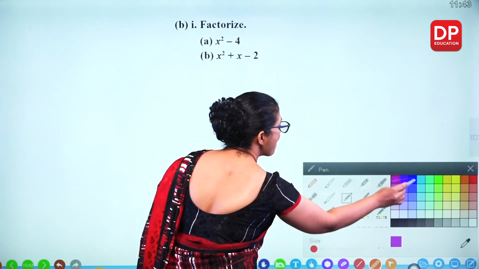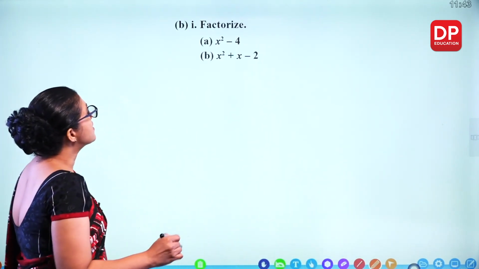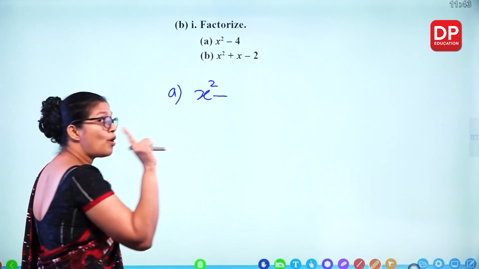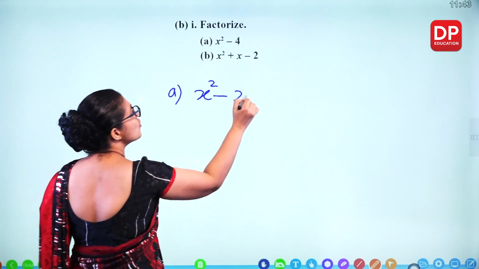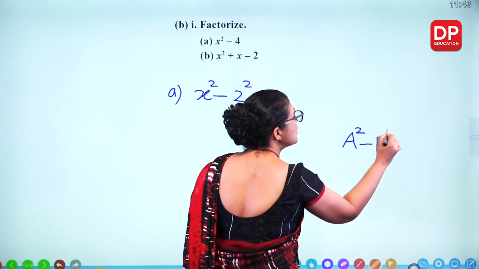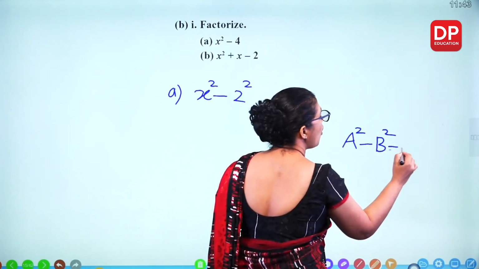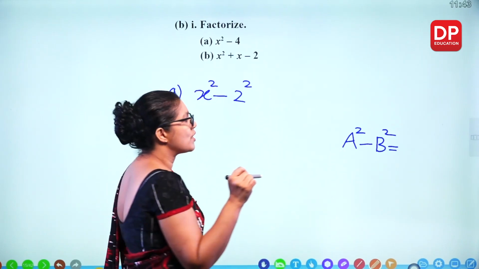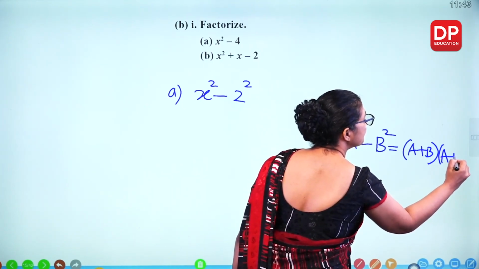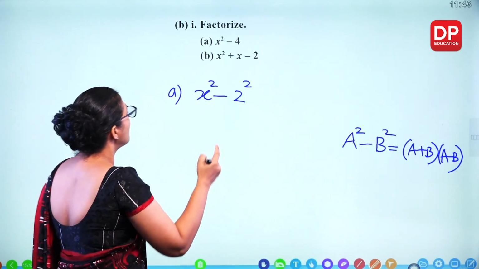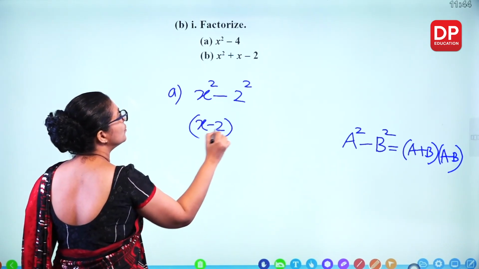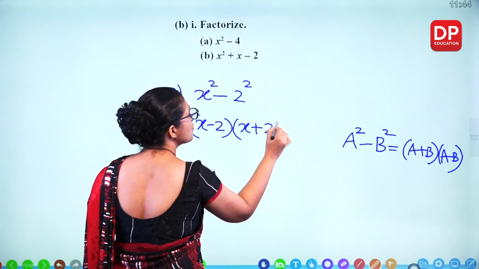Part B, factorize, make brackets. First one, only 2 terms. You can write as square terms. 4, you can write 2 squared. What can you remember when you have 2 terms with square terms like this? We call it the difference between 2 square terms. So what are the factors then? A plus B and A minus B. Then you can write down the factors: x minus 2 and x plus 2.